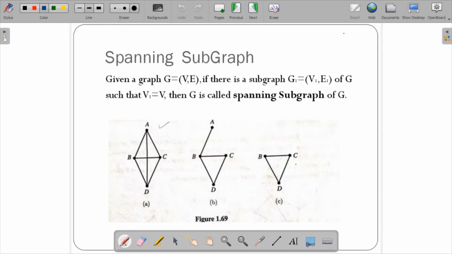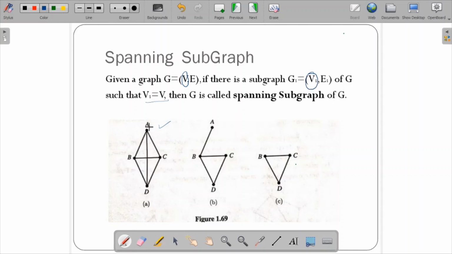If this is the main graph with vertices A, B, C, D, then all the vertices should be there. The edges may or may not be there, that's fine, but all the vertices should be there. So given a graph G(V, E), if there is a subgraph G1(V1, E1) of G such that V1 is equal to V, that means whatever vertices are in the main graph should also be in the new graph, then G1 is called a spanning subgraph of G. We are not requiring that all the edges be there.